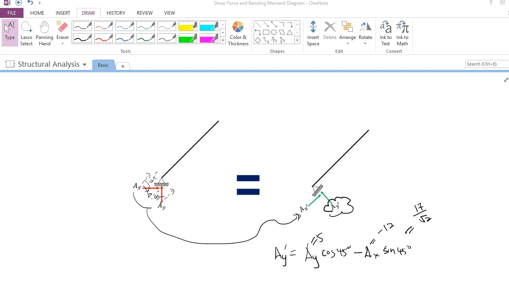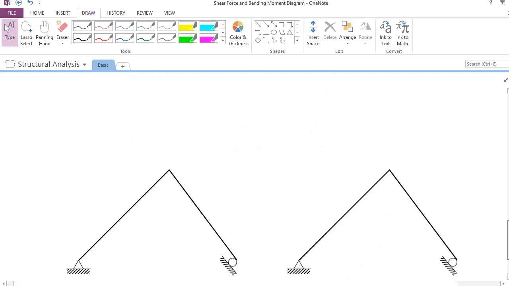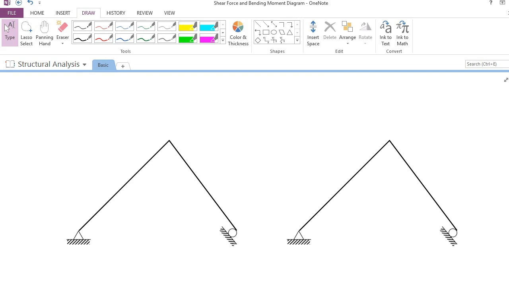Alright, let's start to draw the shear force and bending moment diagram. Let's draw it on the left one. This is shear force. I like to put the units here so that I don't need to write down the units all the way along the structures. It's cleaner.